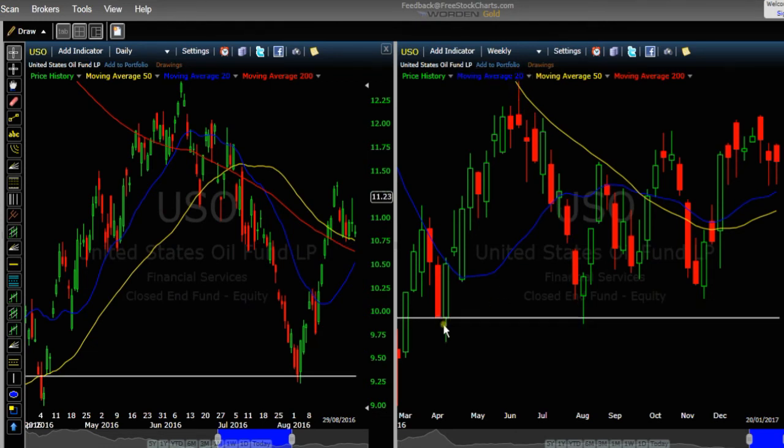USO came down, the low of the body, not the candle, the low of the body was support, and hence USO went up. So you would have been able to enter the trade practically at the low. An amateur would have been waiting here and would have missed out on the trade.